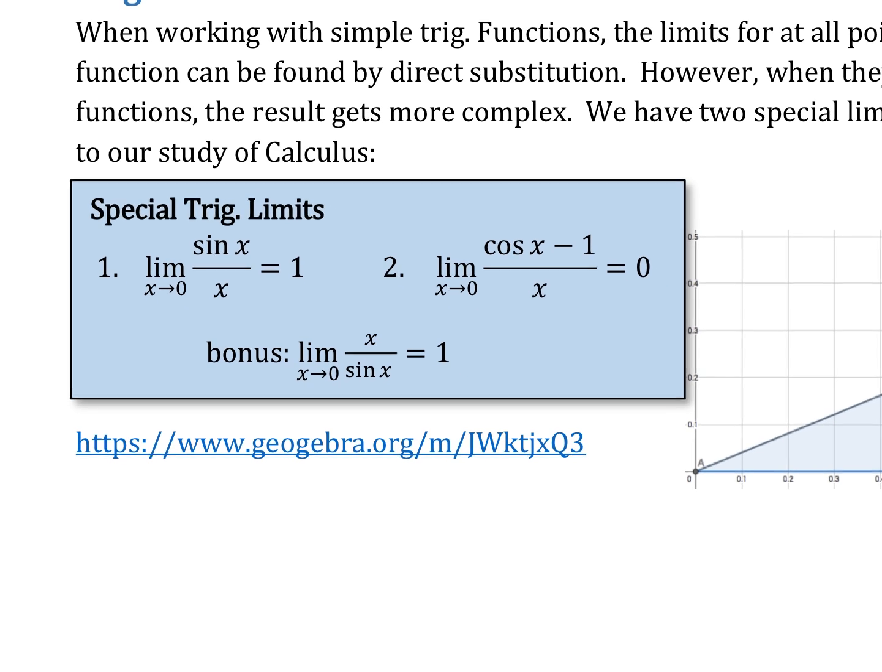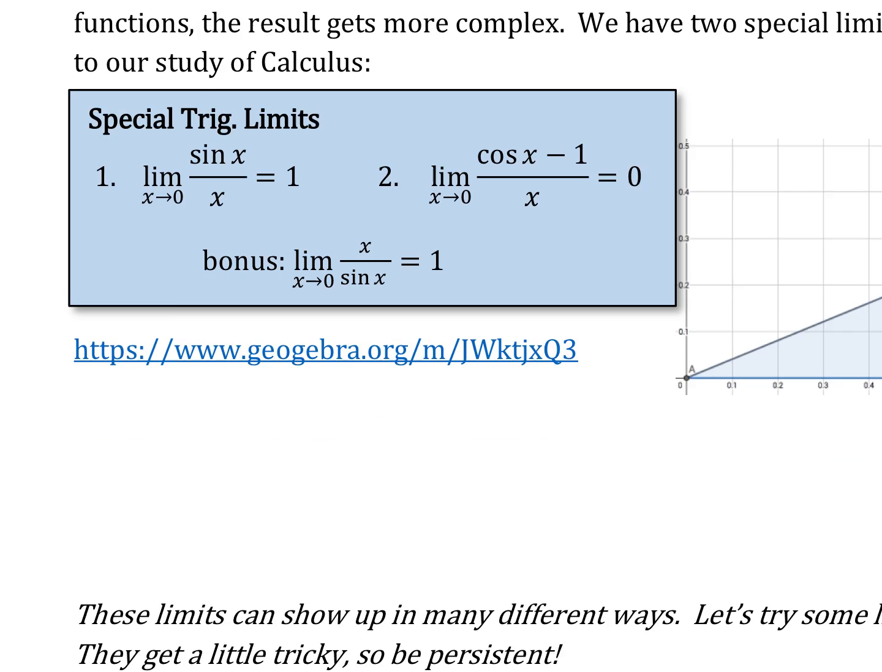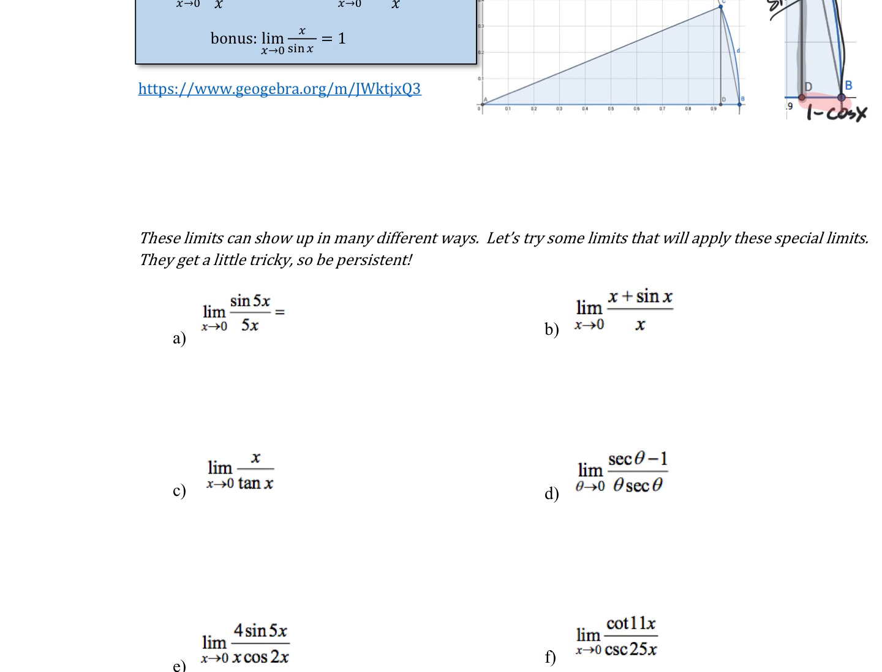So that also is true if we flip this around, x over sine x is 1. And again, sometimes we'll see this as 1 minus cosine. Yeah, it's the same result. Okay? So these limits can show up in different ways. So let's see how we can apply these special limits.